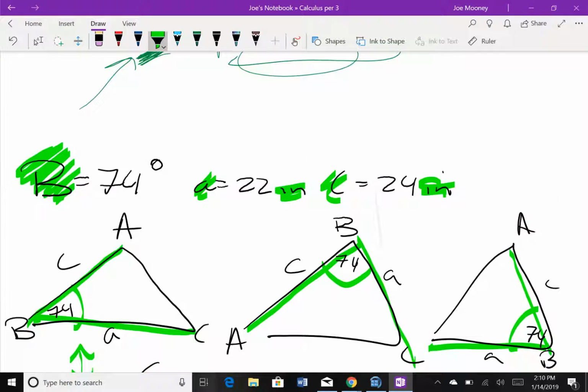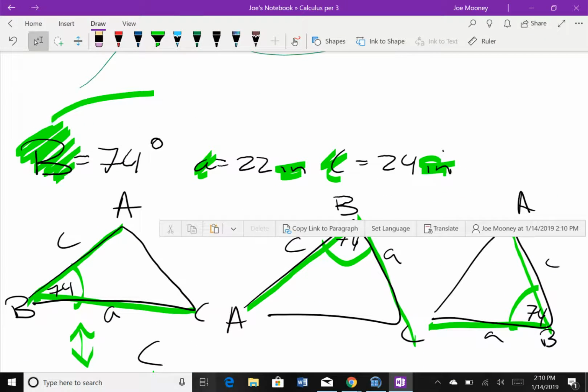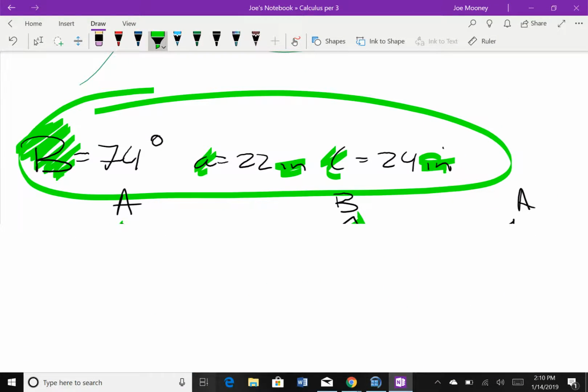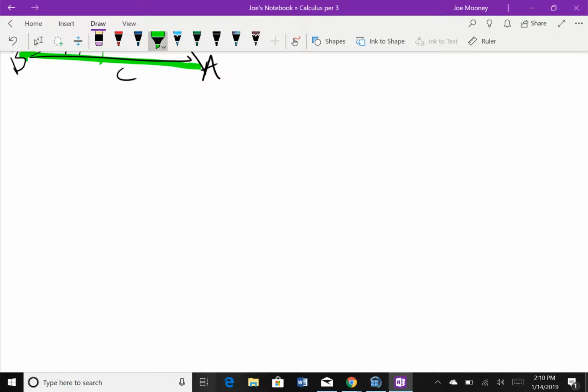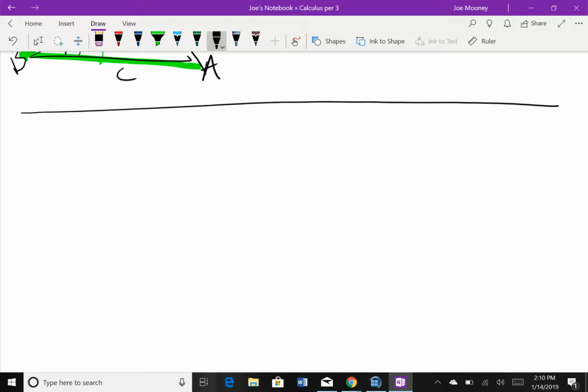But once again, the way you could tell is you're given the three letters, right? So the big part is identifying it so you know what formula to use, law of cosines versus law of sines. So now, if I said B is 74, A is 22, and C is 24, then that means I want to find little side B.